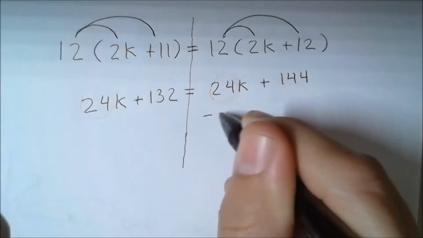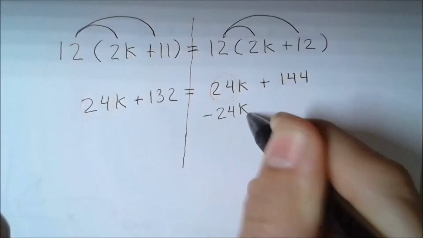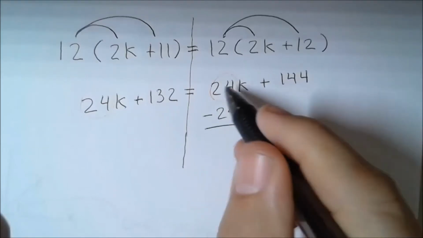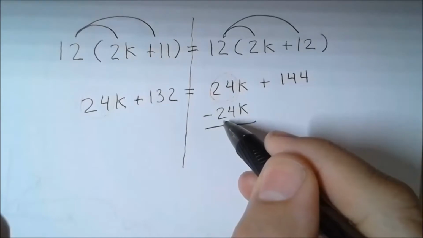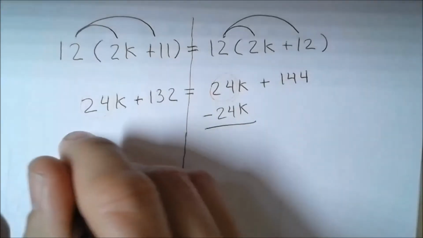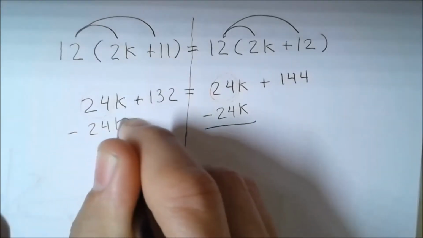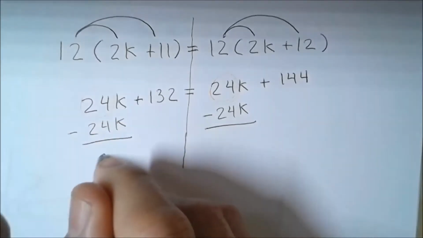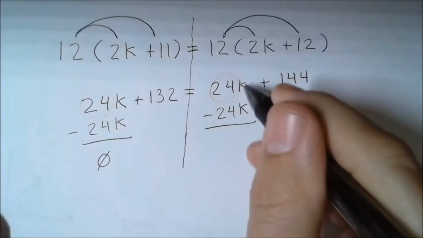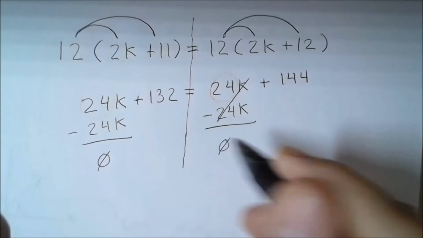So for instance, I'm going to go ahead and move my 24k over. By inverse operations, the opposite of adding 24k is subtracting 24k. And we'll bring this over, 24k. That's going to give me 0. This cancels out, it gives me 0.